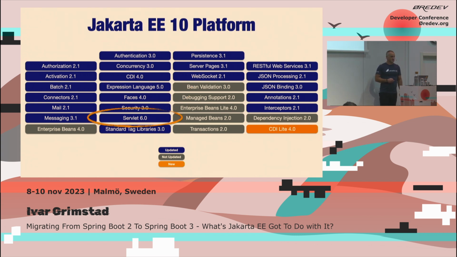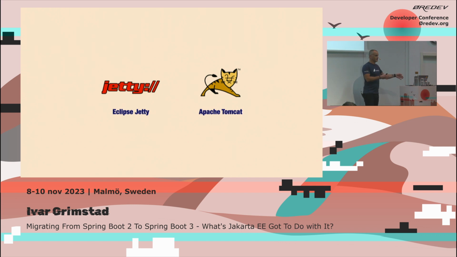Servlet 6. So how is this relevant to Spring? Well, if you're using Spring Boot right out of the box, using the Spring initializer, you get Apache Tomcat as your runtime. And Tomcat is Servlet 6, or Servlet 5, used to be. Jetty is another you can switch to. You can switch to Undertow, you can switch to Open Liberty, any of the web containers out there. But the common denominator for all of them is that they implement Servlet. So if you're a Spring developer, you're actually using Servlet quite extensively.